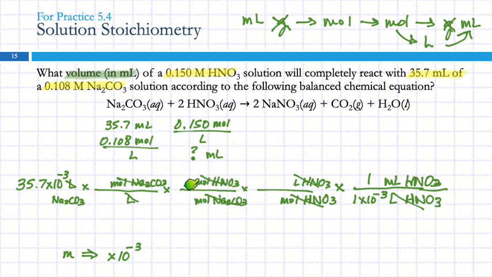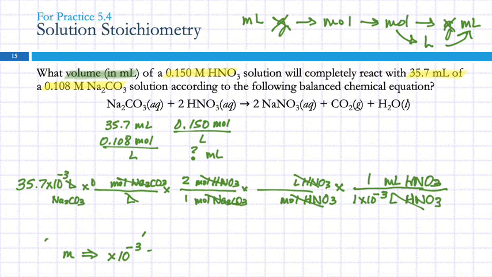So we have a mole ratio in the middle, and that just comes from the coefficients in our balanced chemical equation. 1 sodium carbonate for every 2 nitric acid. And this is where things get easier. Instead of needing to go calculate a molar mass, we're going to use the molarity that we were given. So for the sodium carbonate, it's 0.108 moles per liter.